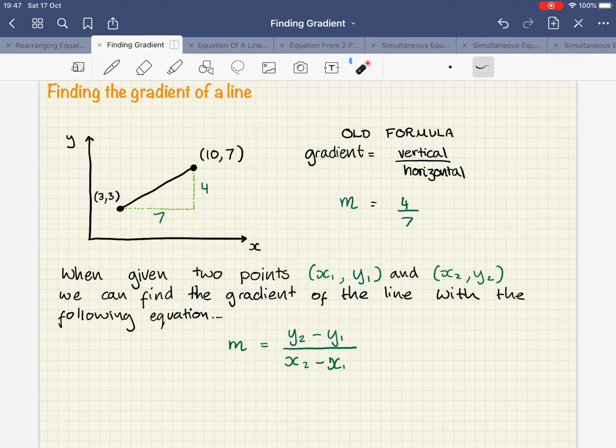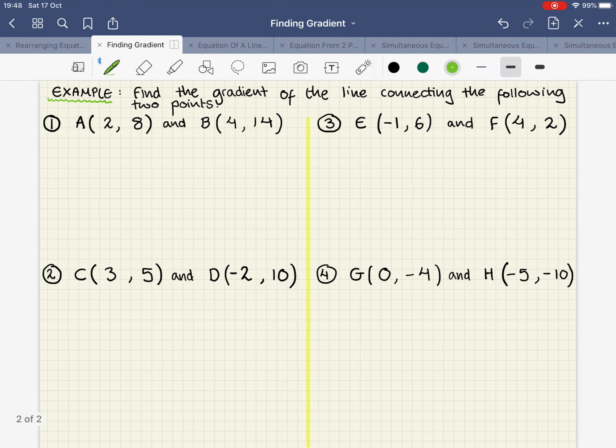We can see that if I think about these being my x1 and my y1, and here is my x2, and that's my y2, when I do 7 take away 3, that gives me the 4. And when I do 10 take away 3, that gives me the 7. So let's now use this in practice. I've got 4 sets of points here, and I want to find the gradient for all of them. So first thing I want to do is write out my formula.